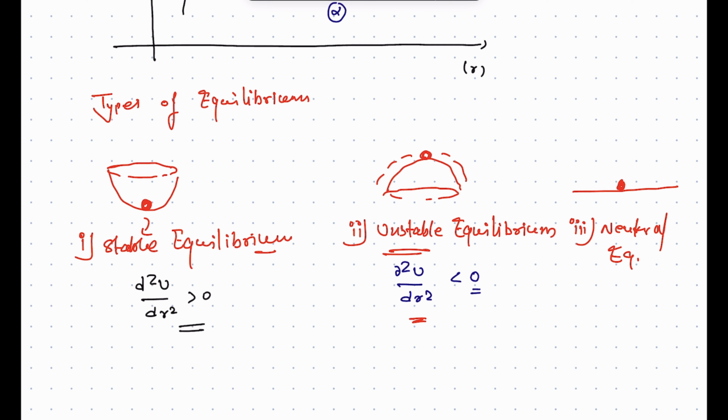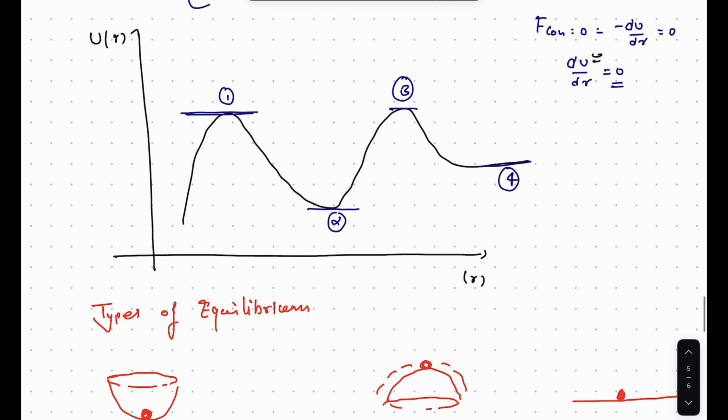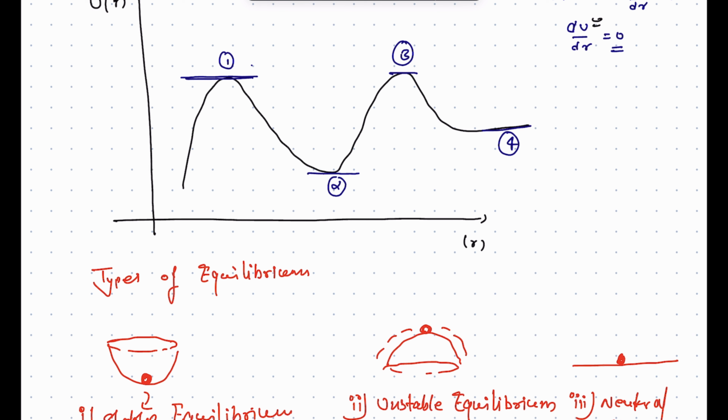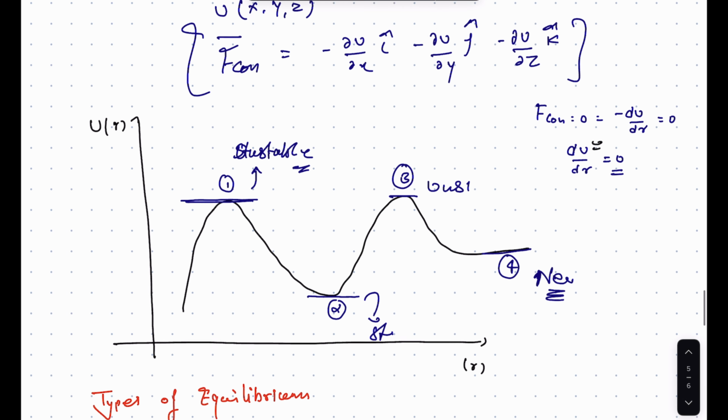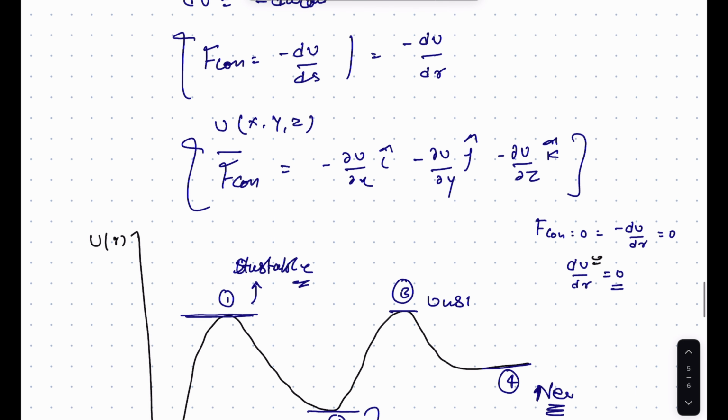Okay, so for this one, d square U by dr square must be equal to 0. In the graph, if you look, this is our stable equilibrium, this is unstable equilibrium, and this is stable equilibrium. Then here we have unstable equilibrium, and here we have the neutral equilibrium. All right, now this is everything about work and energy.